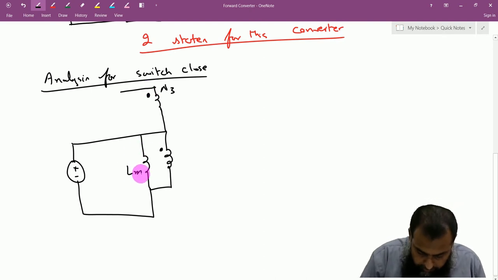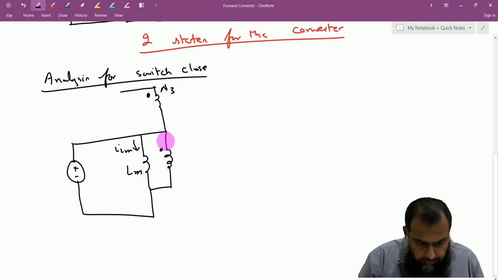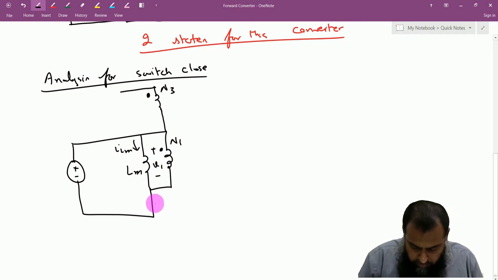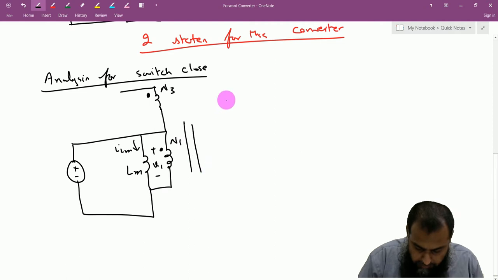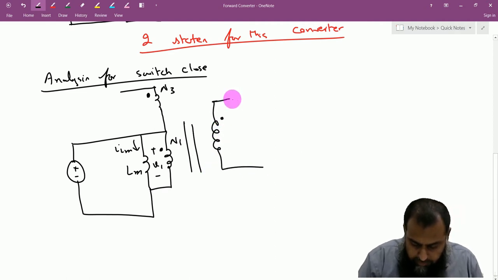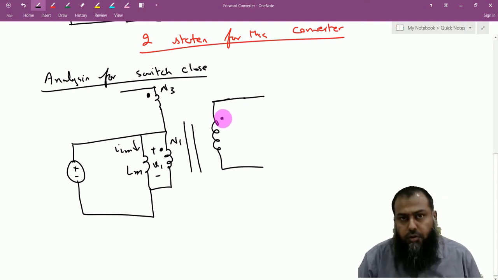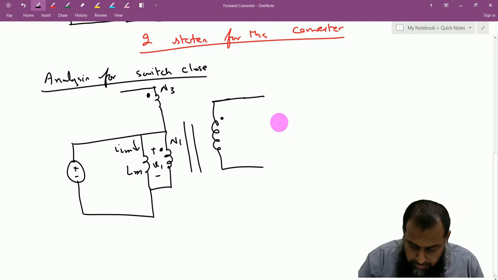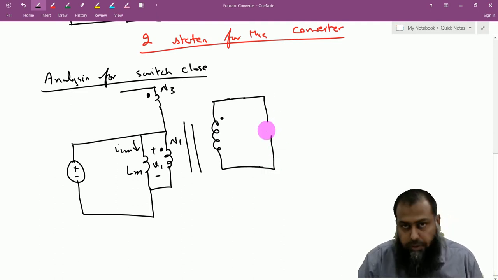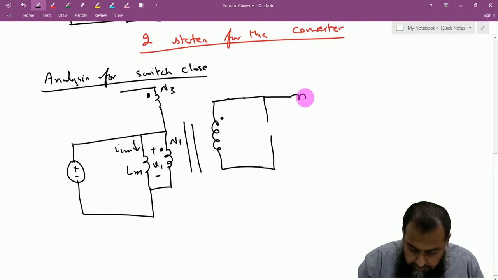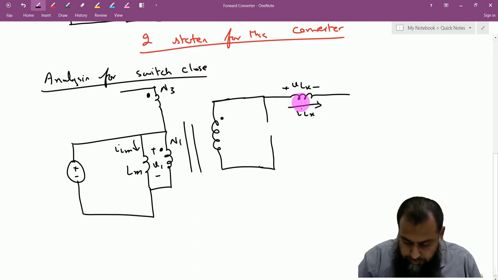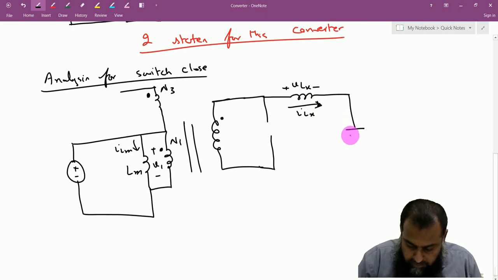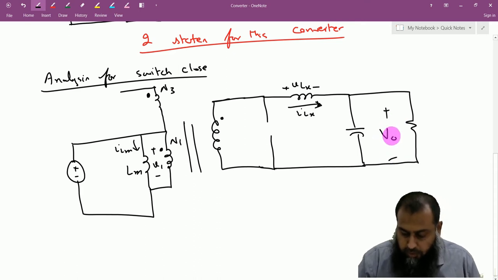Now I have this LM. This is ILM. Here we have N1 with this V1. This is the switch, which is closed. On the secondary side, we have this D1 short circuit because its anode is connected with the dot end, which is now positive. D2 becomes reverse biased, so it becomes open circuit. Here we have the inductance LX, across which we have VLX, and the current ILX flows through this inductance. Here we have the output capacitor, and here we have the resistance, across which we get the output voltage V0.